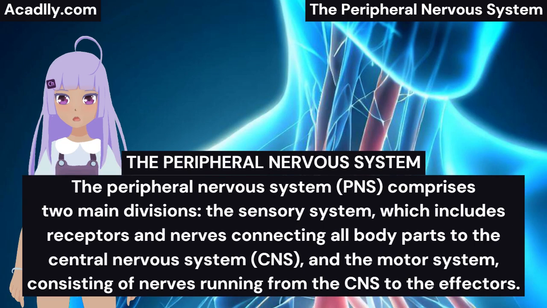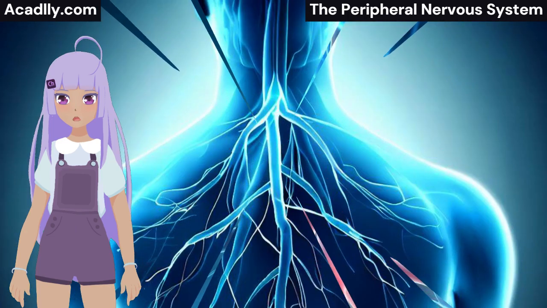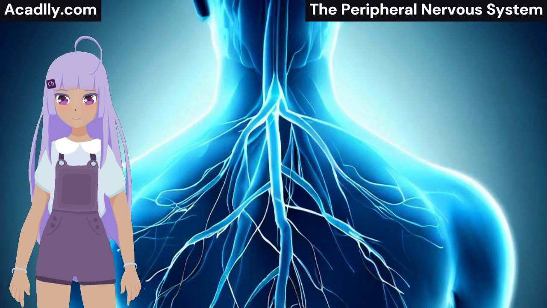The peripheral nervous system, PNS, comprises two main divisions. The sensory system, which includes receptors and nerves connecting all body parts to the central nervous system, CNS, and the motor system, consisting of nerves running from the CNS to the effectors. The PNS consists of 12 cranial nerves, connecting the brain to the head and neck region, and 31 spinal nerves, connecting the spinal cord to the thorax, abdomen, and limbs.